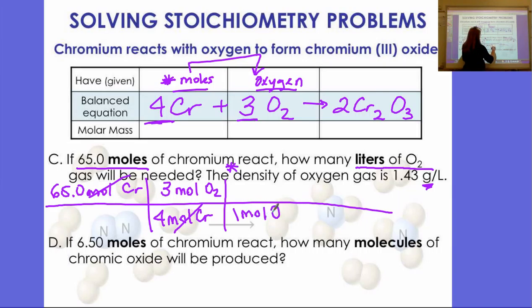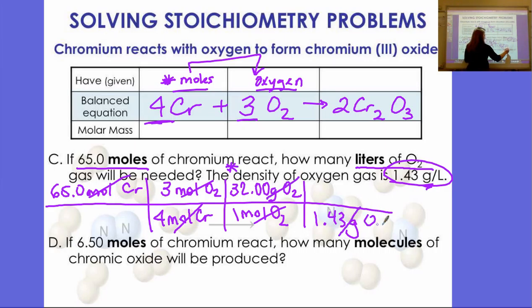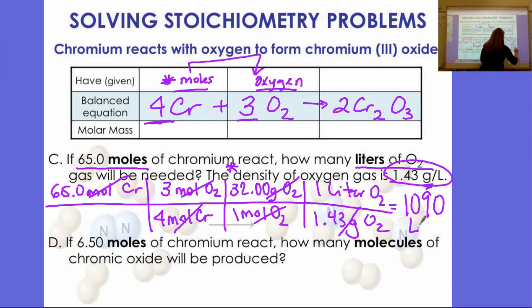So 1 mole of oxygen, on the previous slide, we said was 32 grams of oxygen. And now here's my new conversion factor, 1.43 grams. Why did I put that on the bottom? So it would cancel out. 1.43 grams equals 1 liter of oxygen. Punching those numbers in on your calculator, you should get 1,090 with sig figs liters of oxygen.